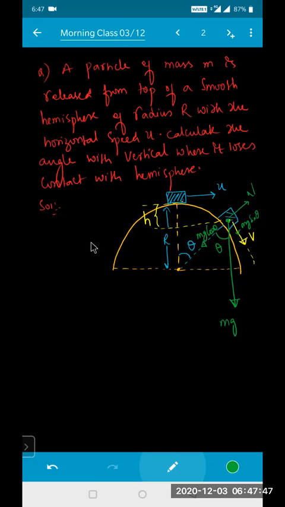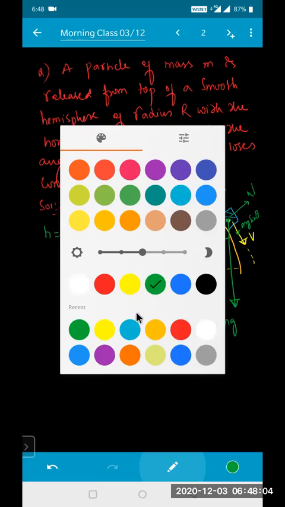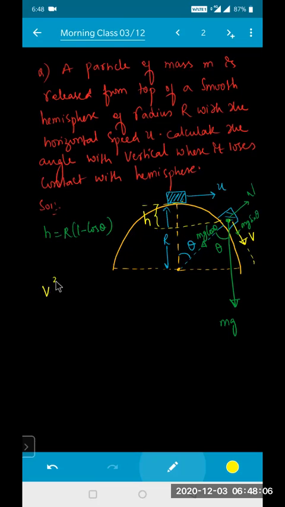So what is the height? Can you tell me, beta? h will be equal to how much? Yesterday only I told you, it is R into 1 minus cos theta, isn't it? Now velocity when it is coming to this position is v. So I can use the kinematic equation: v square is equal to u square plus 2g into h. The initial velocity is u, and h is R into 1 minus cos theta. So this is your v square.